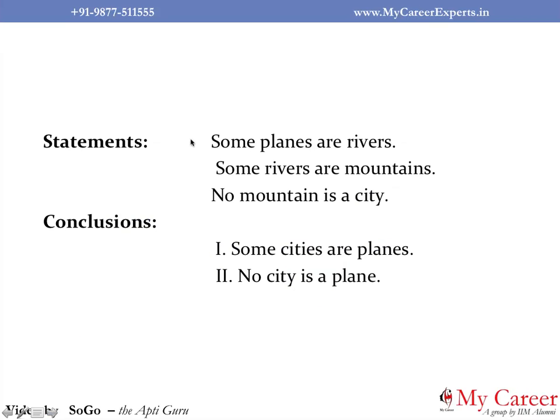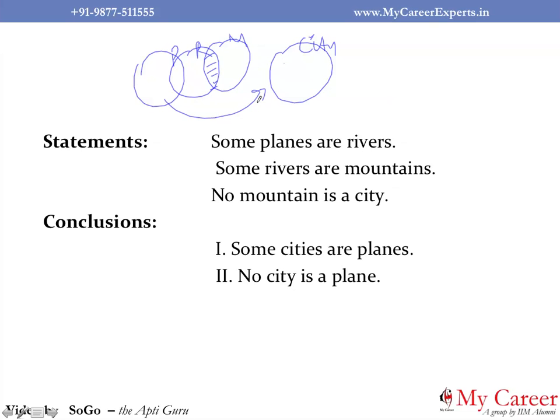Some plains are rivers, some rivers are mountain. No mountain is a city. So some of the rivers will not have any relation with city, but rivers and plain may or may not have relation. Some cities are plains, maybe. No city is a plain, maybe. Both are complementary possibilities. So either one will be true, but one out of them will definitely be true. So answer is C.